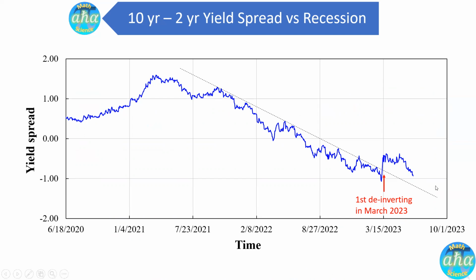It's a downward trend line, the first de-inverting, and so at that point the yield spread is at its lowest at a negative 1.07, and then now you can see that it went up and then came back down. So that's inverting again.